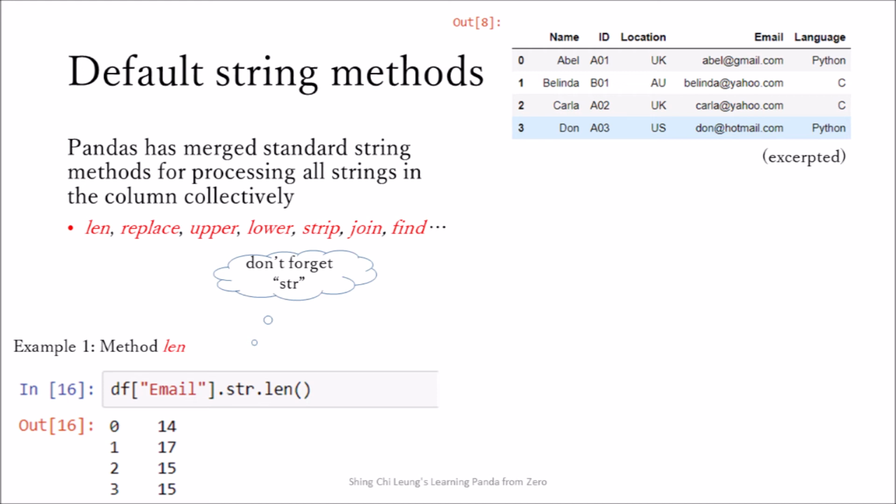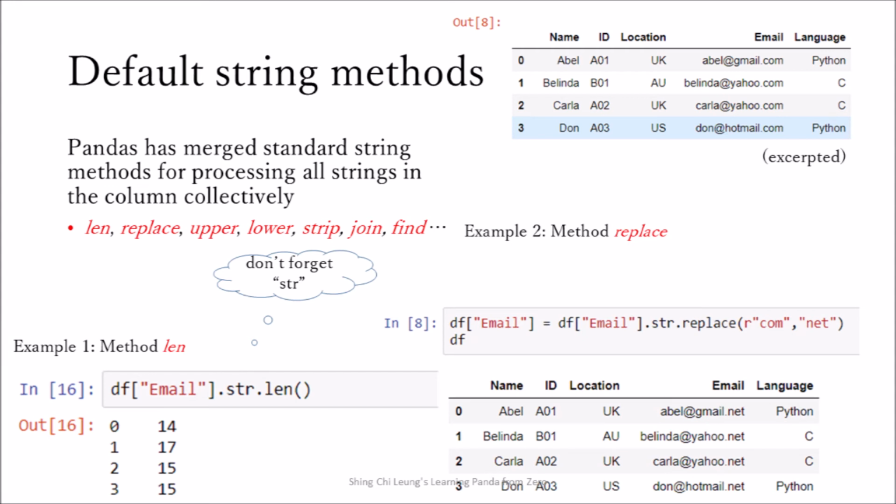We can directly use it on a column of the data frame. Notice that whenever we use these string-related methods, we need to write str first. After that, the method name. Then Pandas will return a series based on the processed column.